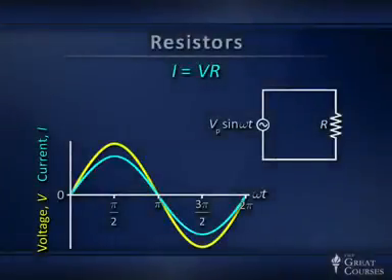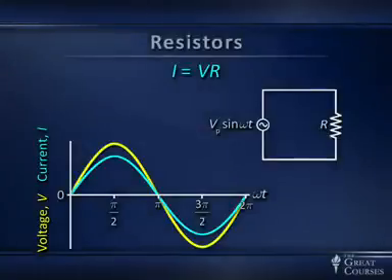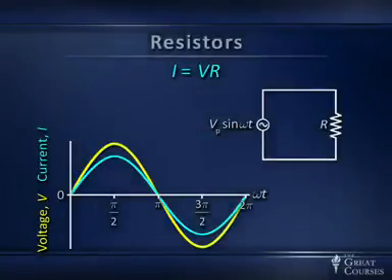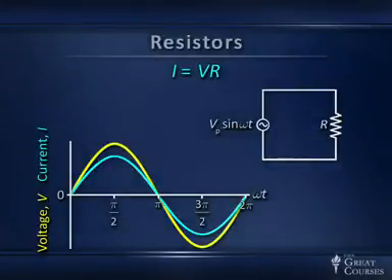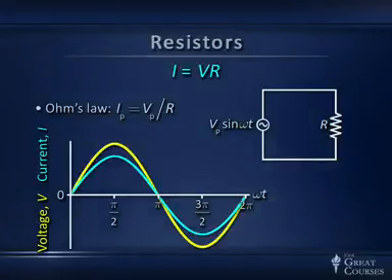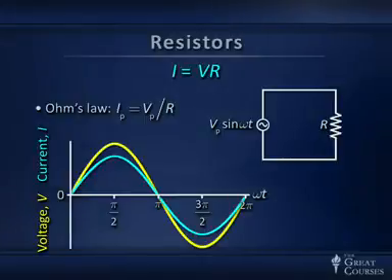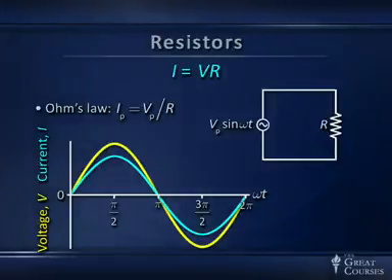So let's look first at resistors, because resistors are the simplest kinds of components. We understand those in all their detail. We understand the relationship between current and voltage in a resistor. The relationship is given by Ohm's law. It says the bigger the voltage for a given resistance, the bigger the current. The bigger the resistance for a given voltage, the smaller the current. Ohm's law is a direct relationship between voltage and current in a resistor.